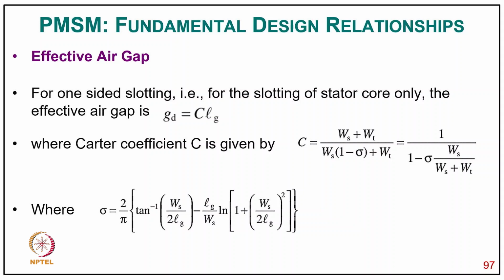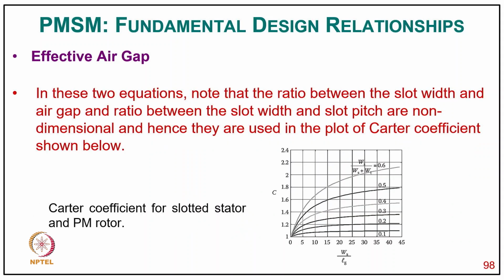For the effective air gap, for one-sided slotting, that is slotting of the stator core only, the effective air gap is Lg' equal to C into Lg, and the Carter coefficient C is given by C equal to (Ws plus Wt) divided by (Ws plus Wt minus sigma Ws), equal to 1 upon 1 minus sigma Ws upon (Ws plus Wt), where sigma is equal to pi times [tan inverse of Ws upon 2Lg minus Lg upon Ws times log of 1 plus (Ws upon 2Lg) squared]. In these two equations, note that the ratio between the slot width and the air gap, and the ratio between the slot width and the slot pitch, are non-dimensional, and hence they are used in the plot of the Carter coefficient shown here.